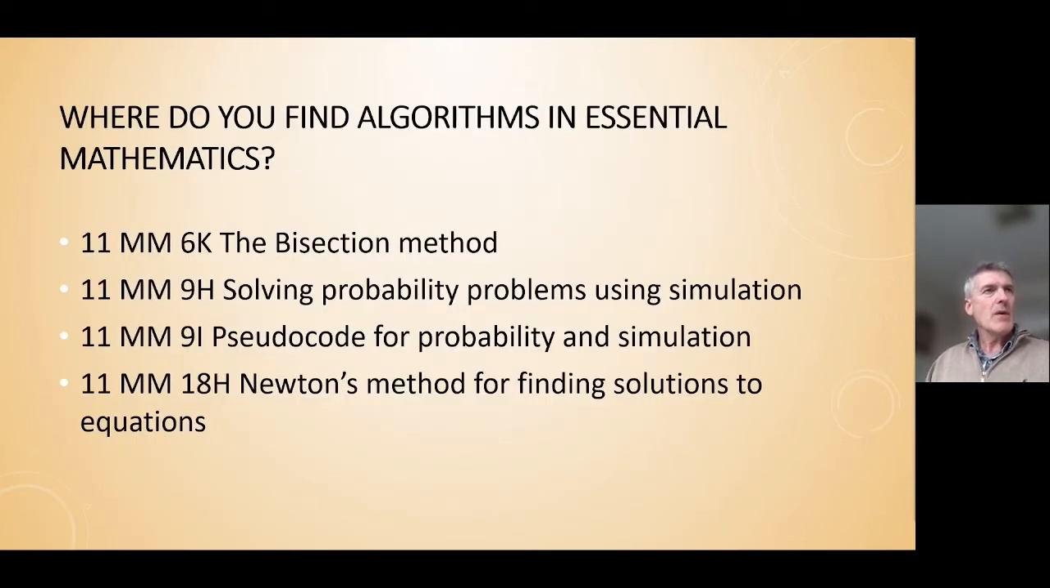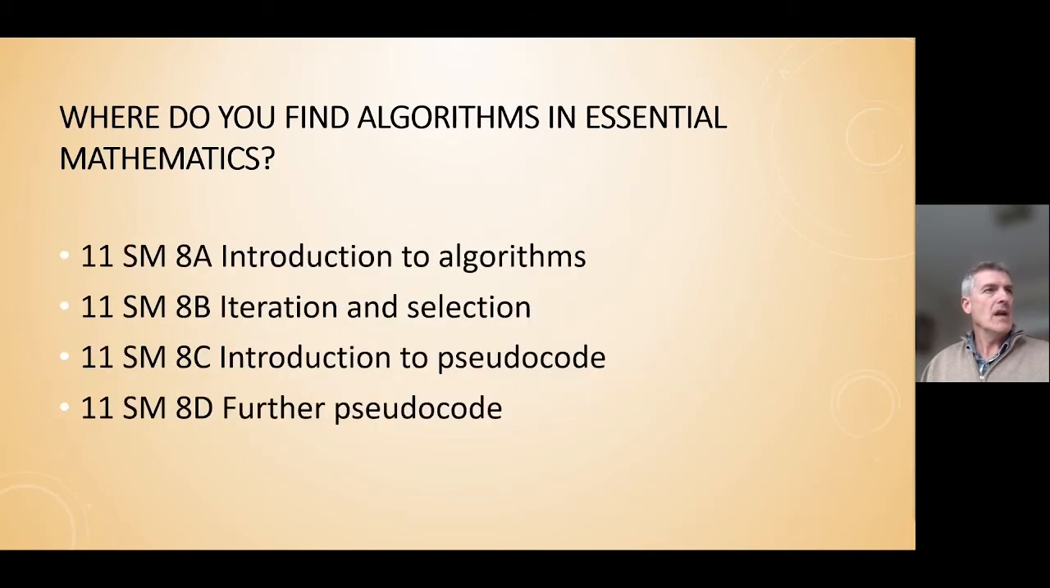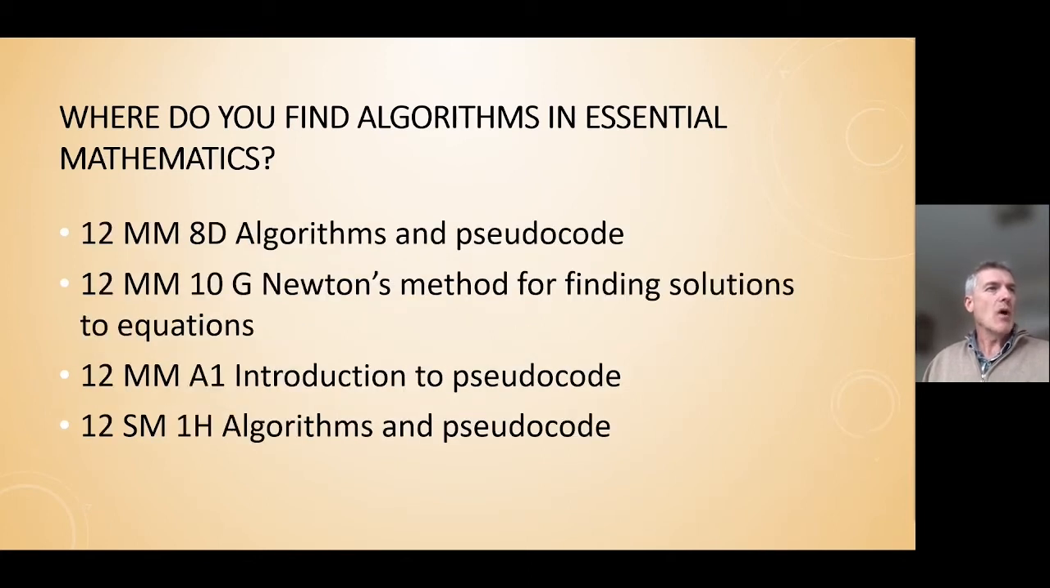So in summary, where are the sections in the Year 11 and 12 Cambridge books for methods and specialist maths? In Year 11 methods, you can see here there are 4 key sections. In Year 11 specialist maths, in Chapter 8. And in Year 12, methods and specialist maths.